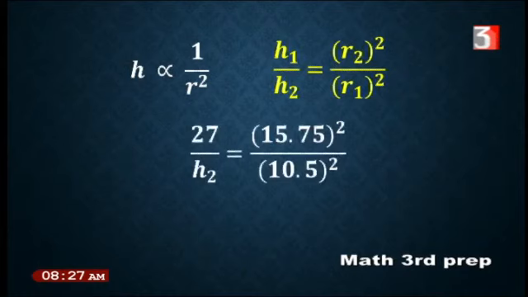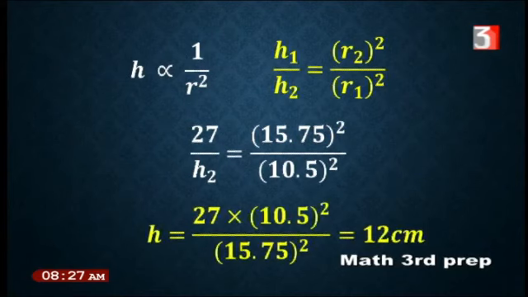By substituting, h1 is 27, over h2, which we want to find, equals r2, which is 15.75, all to the power of 2, over the other radius 10.5, all to the power of 2. By cross multiplication to find the value of h, h equals 27 times 10.5 to the power of 2 over 15.75 to the power of 2, to obtain a result of 12 centimeters. So we can say that the height is 12 centimeters.